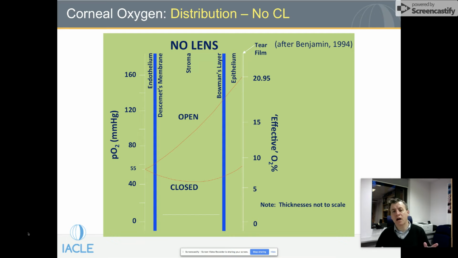Now, when the eye is closed, such as overnight, the lid as a physical barrier will reduce the amount of oxygen at the surface of the eye, and in fact, the partial pressure of oxygen throughout the cornea during eye closure is almost constant at something close to 50 millimeters of mercury.